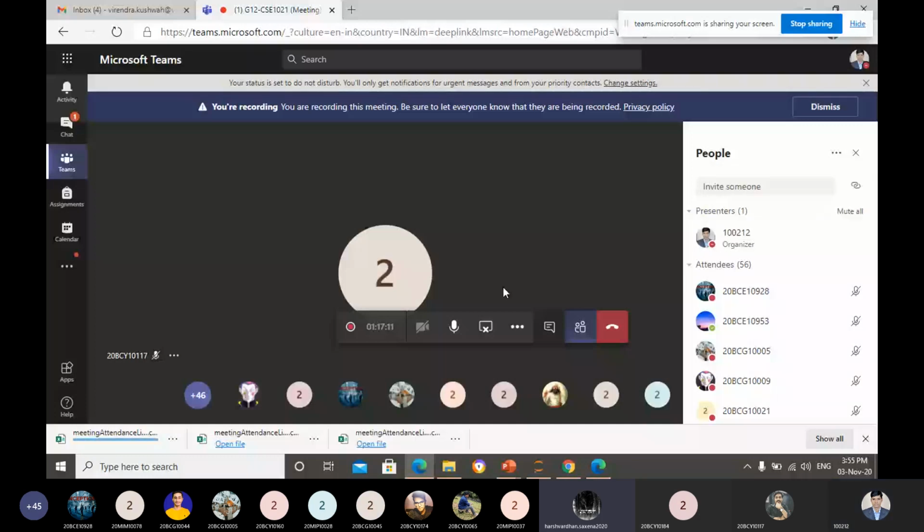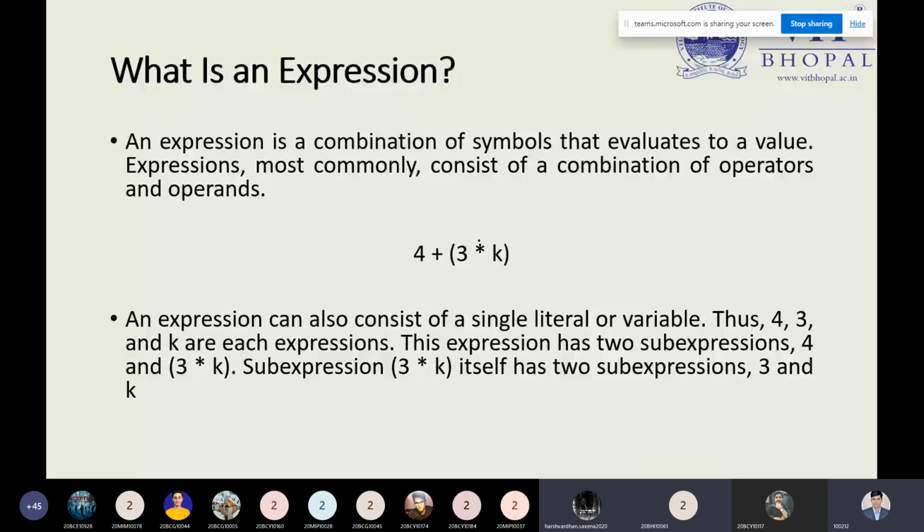Simple, which is used to show something. Okay, what's your good name? Samiksha. Samiksha, read the statements I have written over here. An expression is a combination of symbols that evaluate to a value. Expressions most commonly consist of a combination of operators and operands. Okay, so you have to keep in mind all these underlined points: first, it evaluates to a value, and second, combinations of operators and operands.